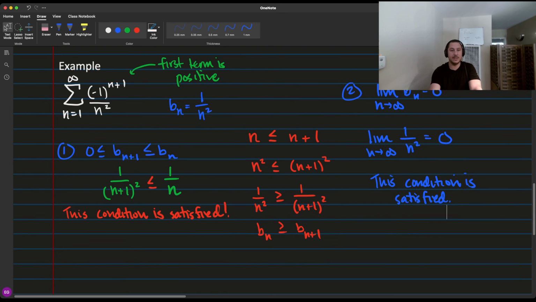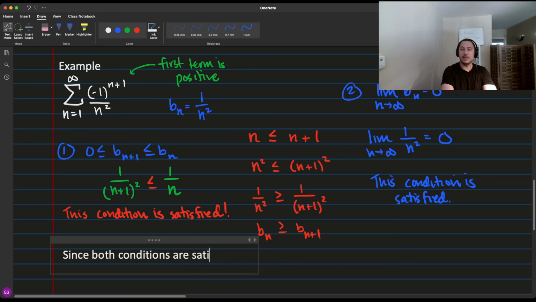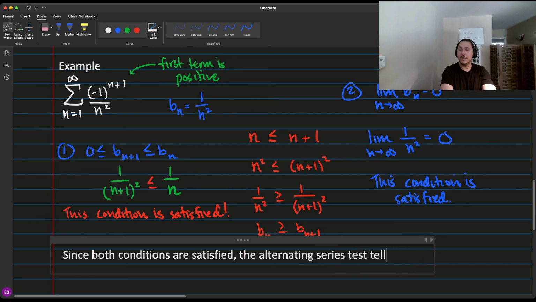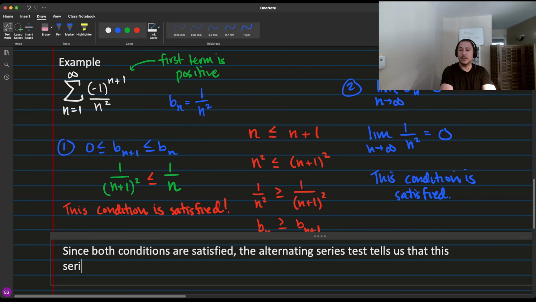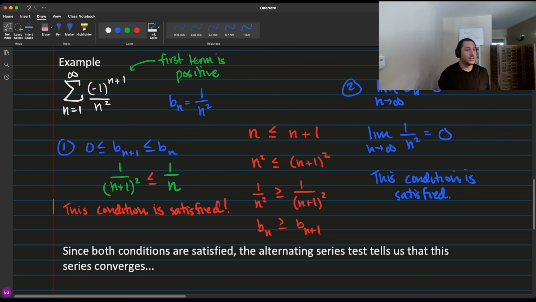So now what can you say? Since both conditions are satisfied, the alternating series test tells us that this series converges. You check those two things, they're true, thus the series converges.